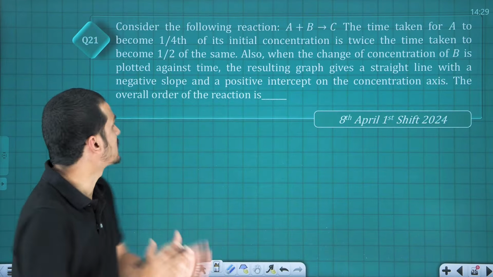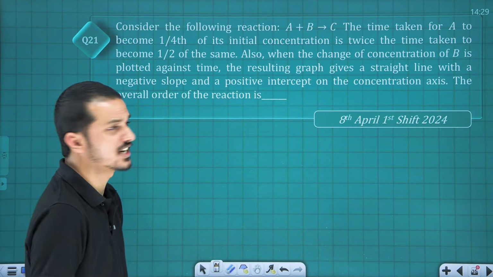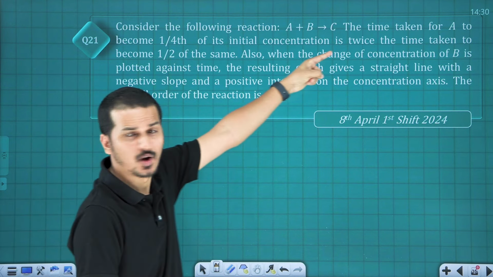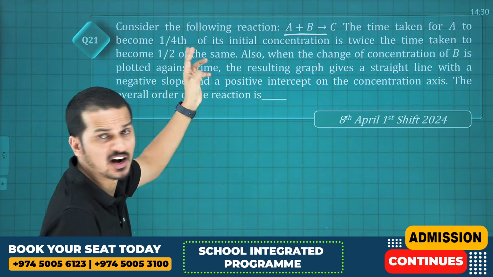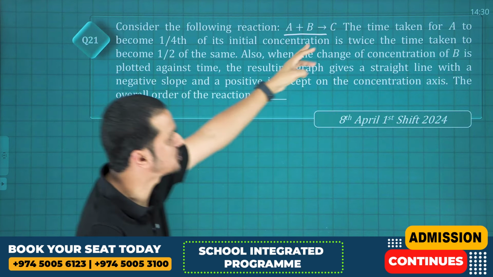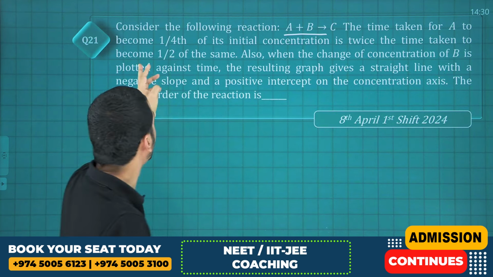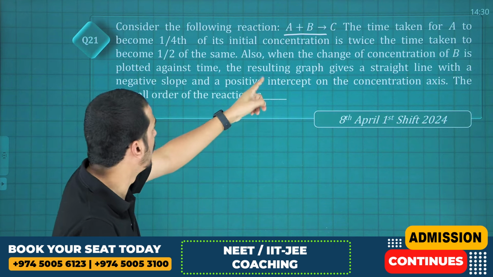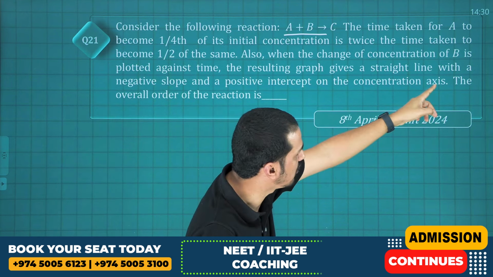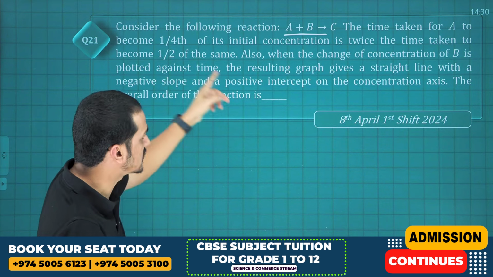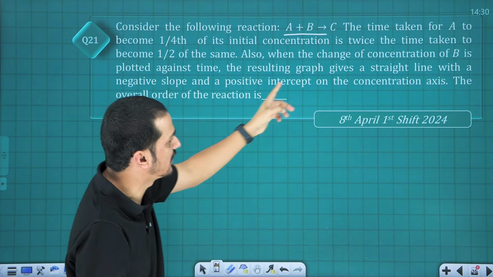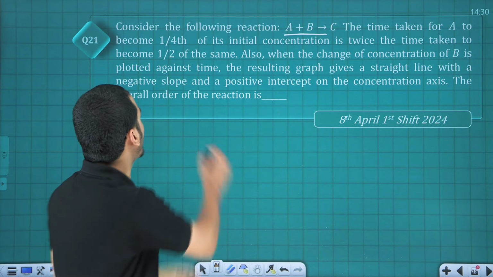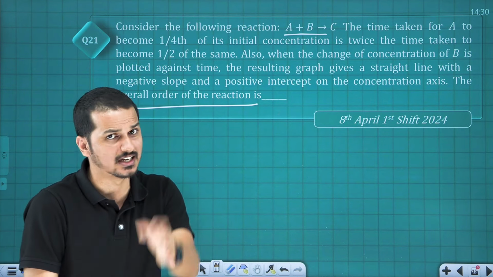The next question is: consider the following reaction, A plus B gives C. The time taken for A to become 1 by 4th of its initial concentration is twice the time taken to become 1 by 2 of the same. Also, when the change of concentration of B is plotted against time, the resulting graph gives a straight line with a negative slope and a positive intercept on the concentration axis. The overall order of the reaction is the question, an integer type question.